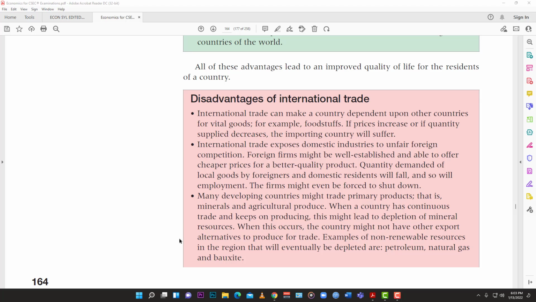International trade exposes domestic industries to unfair foreign competition. Foreign firms might be well established and able to offer cheaper prices for better quality products. Quantity demanded of local goods by foreigners and domestic residents will fall, and so will employment. The firm might even be forced to shut down. And I don't really have to tell you how true this one is, because you know this, right? International trade is a major competitor for the local industries. We have seen a lot of local industries gone by the wayside because they can't compete with international companies. Some of these companies are 100 years old.